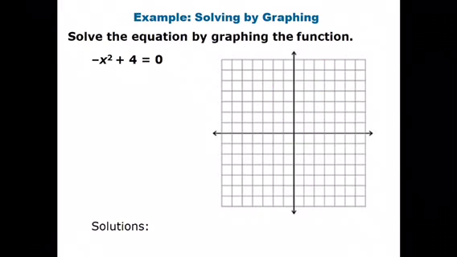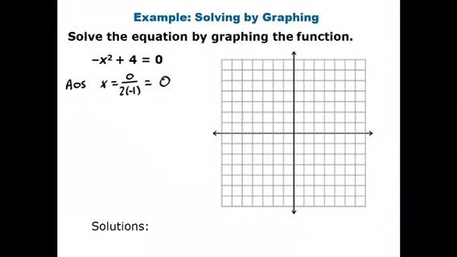Next example, I've got negative x squared plus 4 equals 0. So once again, we'll start off by finding our vertex. So we'll find our axis of symmetry first. So we've got x equals, there's no b value, so we'll take 0 over 2 times negative 1, or 2 times a. So our axis of symmetry is just x equals 0.